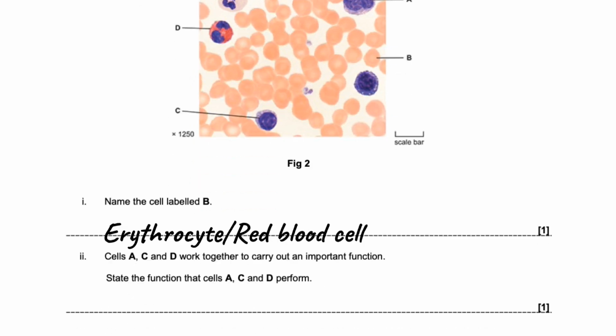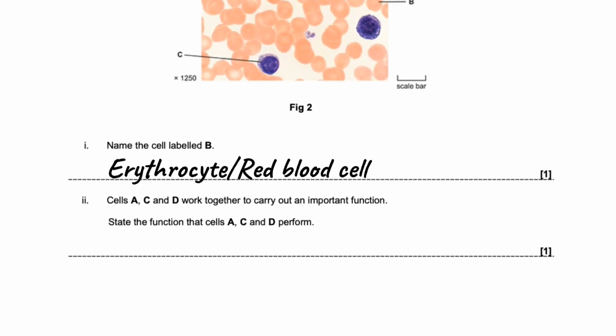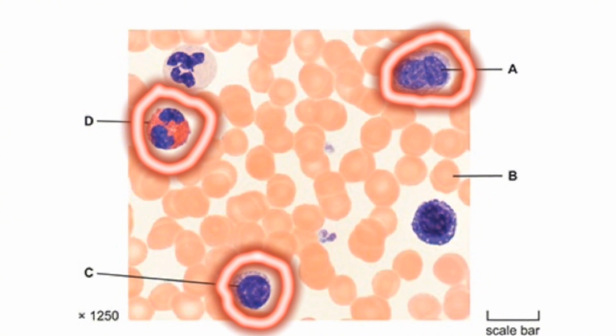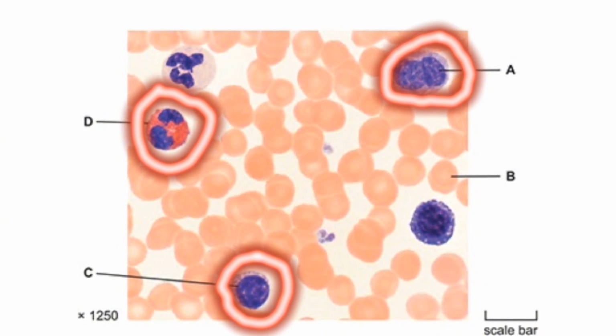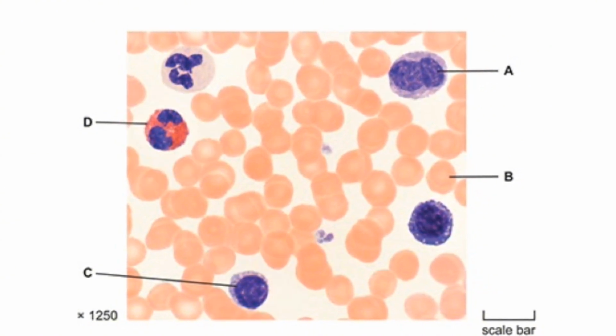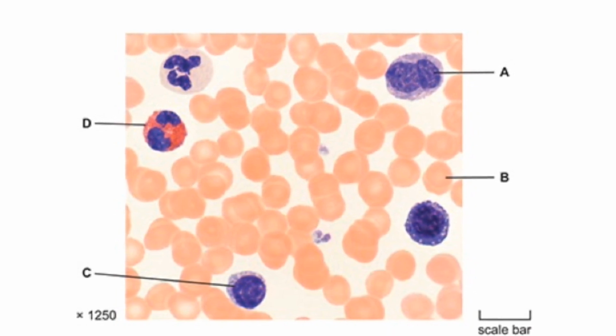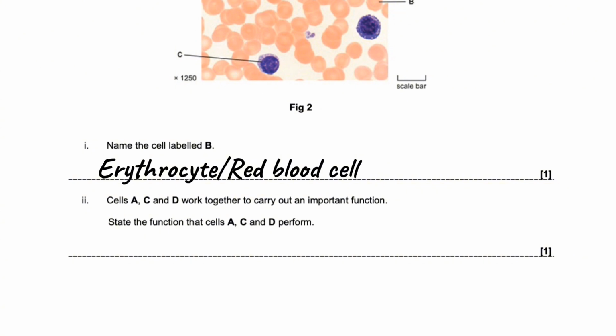II. Cells A, C, and D work together to carry out an important function. State the function that cells A, C, and D perform. So we know that this is a mammalian blood smear, and in the blood we don't only have red blood cells. A, D, and C are pointed at cells that have nuclei, some lobed and some are full. We can assume that these are white blood cells, and we know that white blood cells are part of the immune response. So we can put in our answer that the function that cells A, C, and D perform is the immune response.